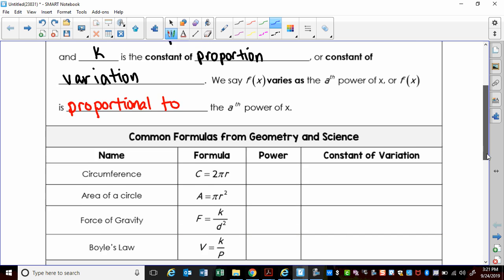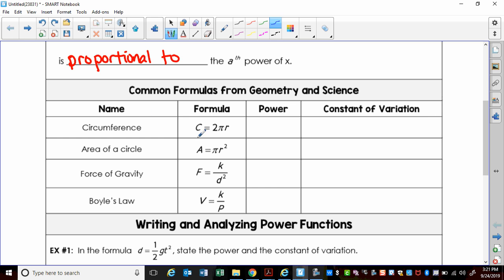We have these functions. I just want to go over it. We all know the circumference formula, c equals 2 pi r. The power for this formula, if there's no number, it's 1. It's like a ninja number. It's there, but we can't see it. The constant of variation is the number in front of your variable. My constant is going to be 2 pi. Pi is a number. It is not a variable.